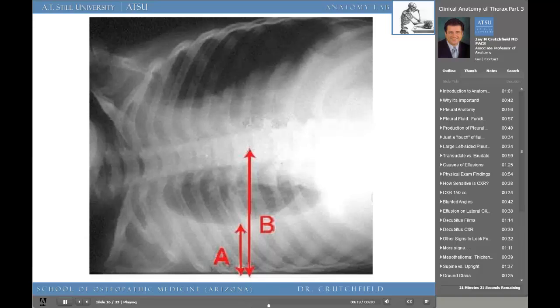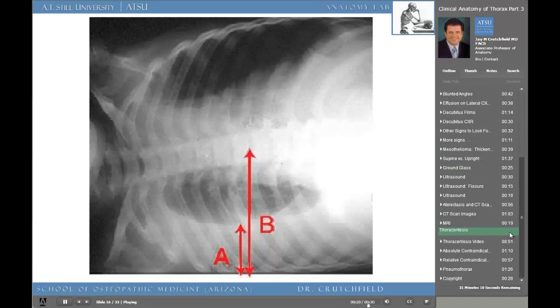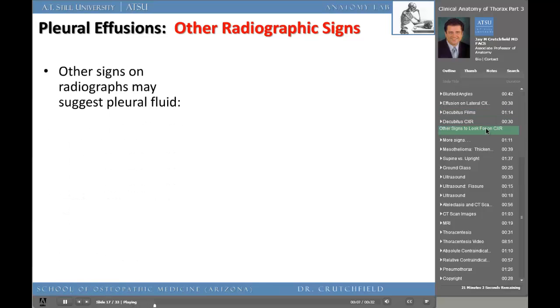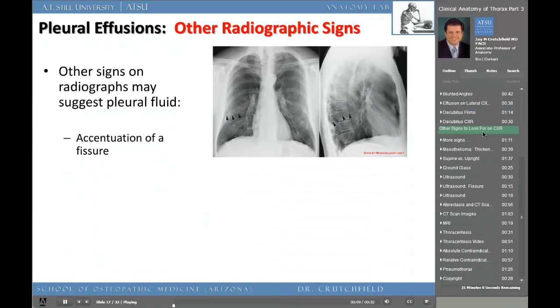We can also see other signs on a chest x-ray that may suggest there's fluid there. Accentuation of the fissure. Sometimes on a chest x-ray, the fissure stands out and waves hello at you. Usually that happens because there's fluid in it. You can also see elevation of a hemidiaphragm or separation between the lung and the subdiaphragmatic gas, which would be seen between the lung and the stomach. Any of these can be suggestive that there's more fluid in the thoracic cavity.